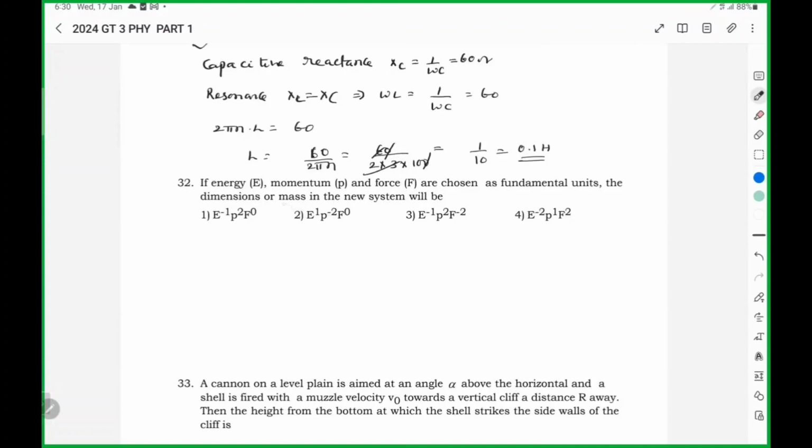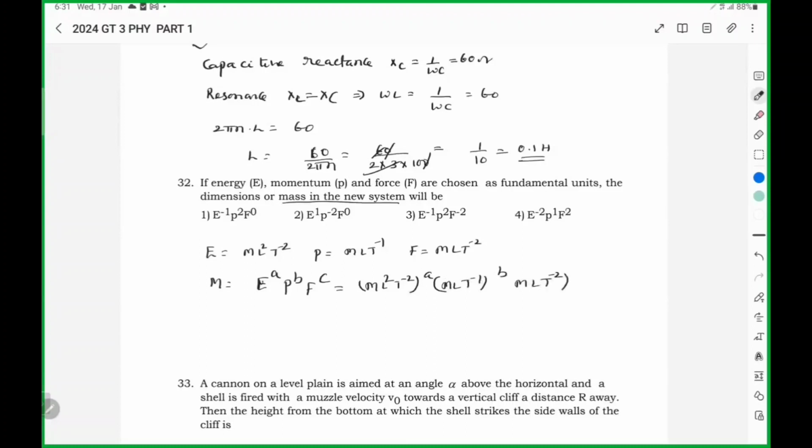So, the dimension of mass in the new system. Energy dimension formula, momentum is mass into velocity, force is mass into acceleration. Mass we have to express in terms of the given fundamental quantities: energy, momentum and force. So M L square T power minus 2 a, M L T power minus 2 of c.